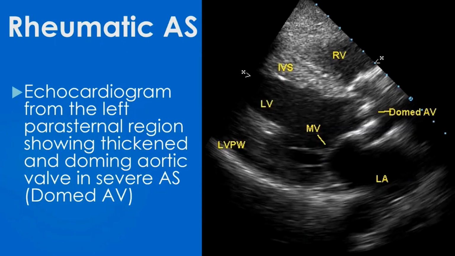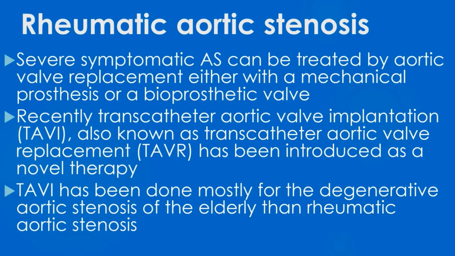Echocardiogram from the left parasternal region showing thickened and doming aortic valve in severe aortic stenosis. Left ventricle is hypertrophied as evidenced by the thickened interventricular septum. Severe symptomatic aortic stenosis can be treated by aortic valve replacement either with a mechanical prosthesis or a bioprosthetic valve.